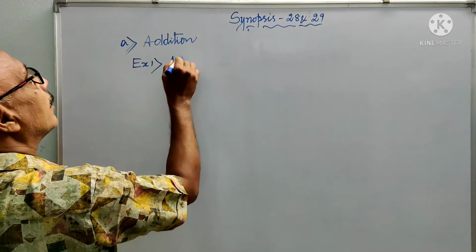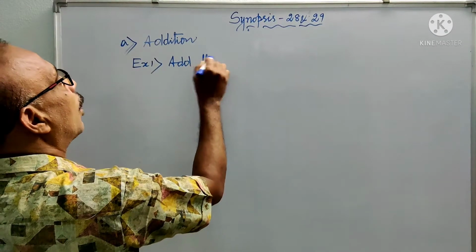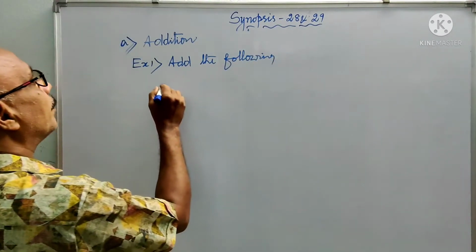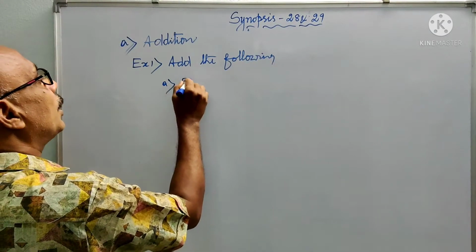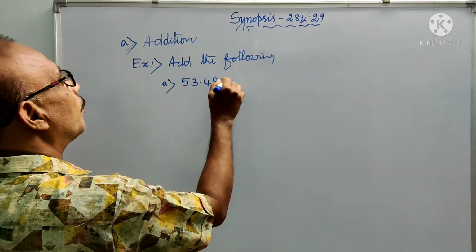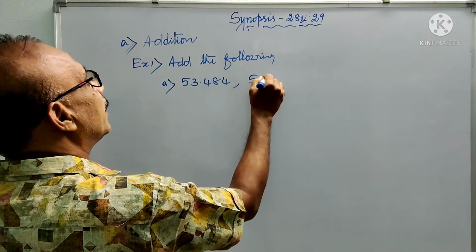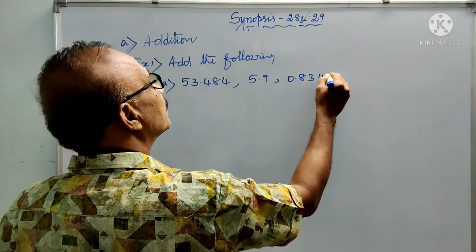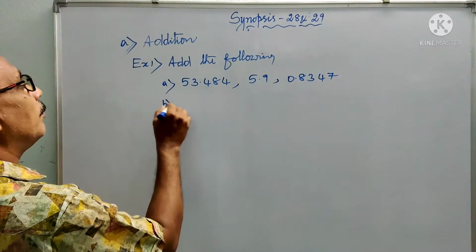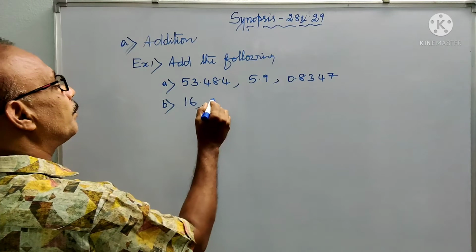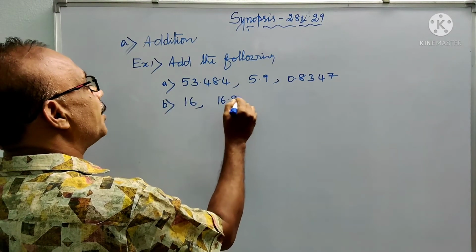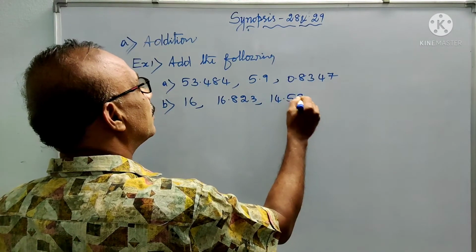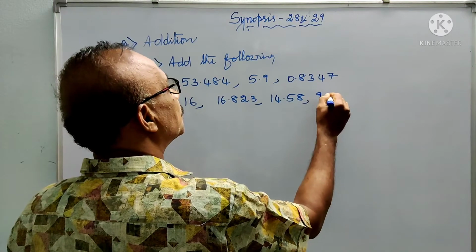Add the following. A. 53.4847, 5.9, 0.8347. And B. 16, 16.823, 14.58, and 9.2.